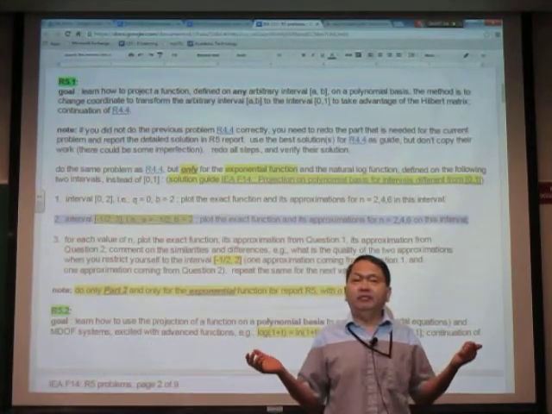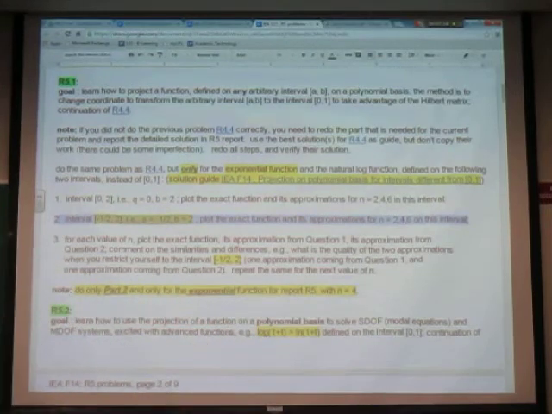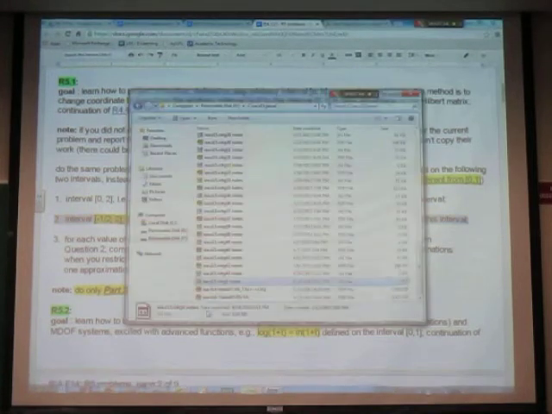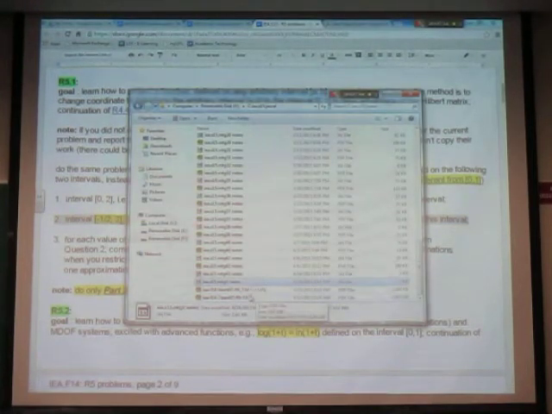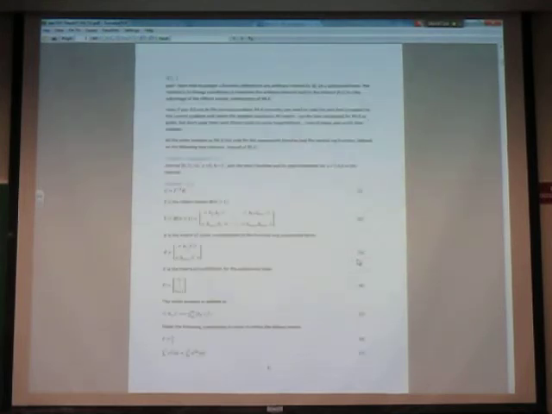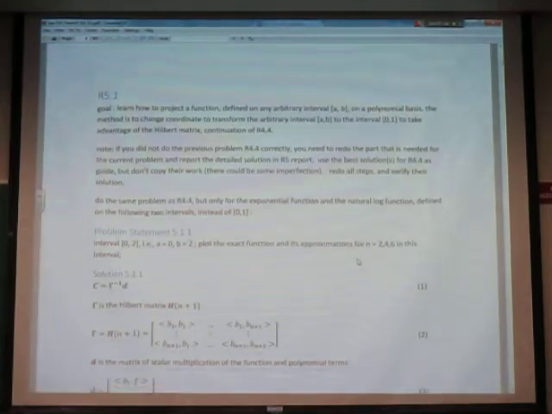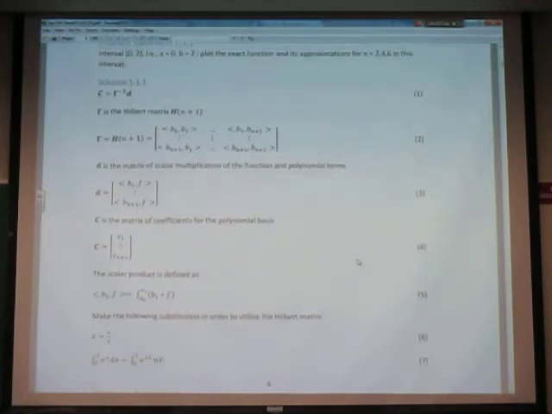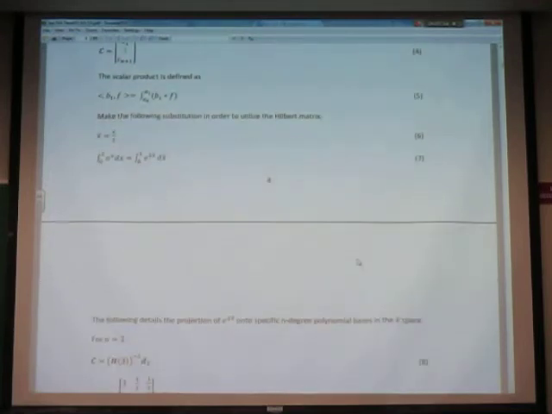solution guide in the form of the best solution from last semester, and let me show you one of those. I really suggest to look at Team 7 of fall 2014, and so here's their work, and question 2.